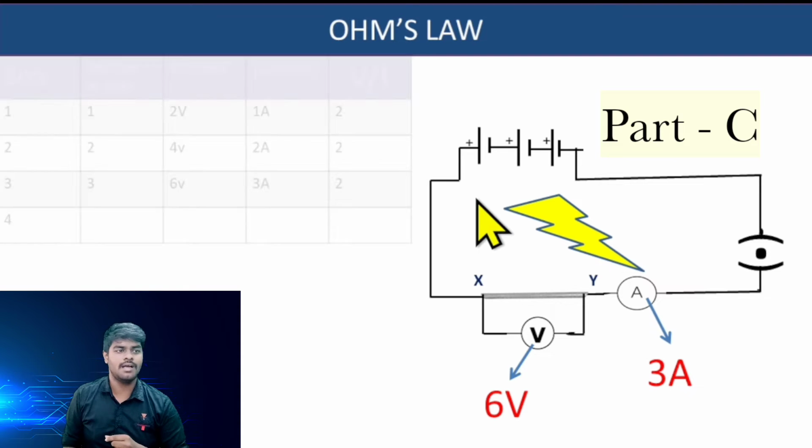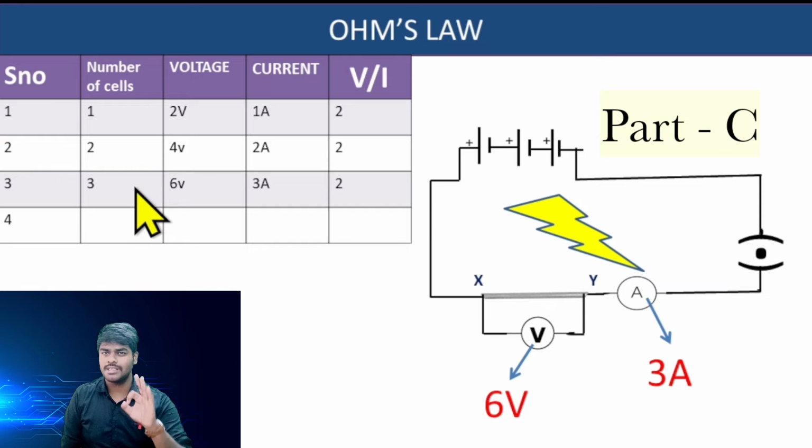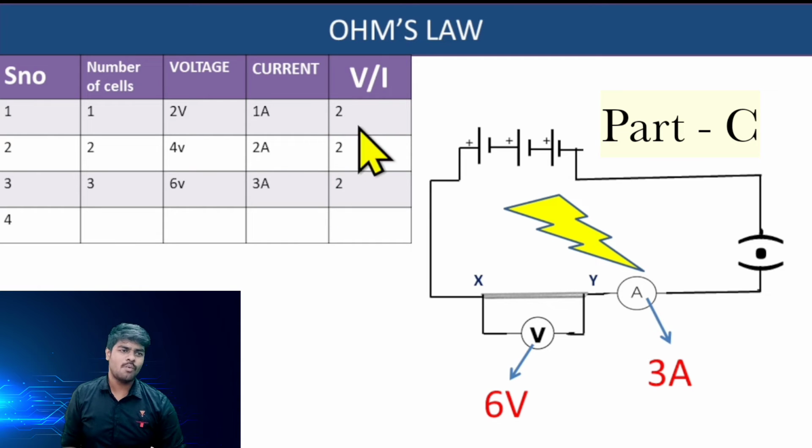Table please. In part C, we have 3 cells. Voltmeter reading is 6 volt. Current reading is 3 ampere. Again we have to find the V by I ratio. 6 by 3, how much? 6 by 3 is 2. Wait, I am getting the same ratio. Again, why am I getting the same ratio?